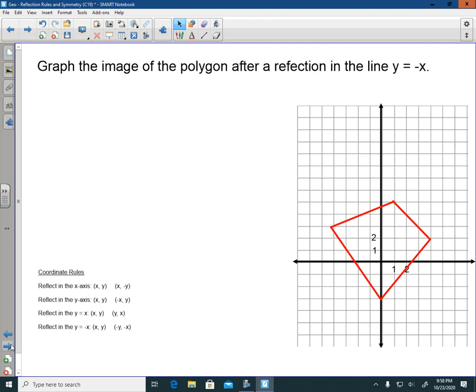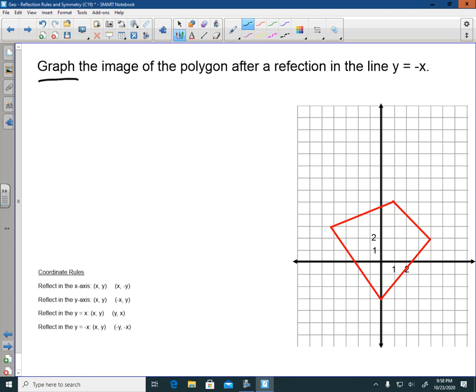Here's another type of problem. Now this says that they want the graph. And so you're going to need to use graph paper for this. And very handily, the polygon is already on that graph. And what we're being asked is a reflection in the line y equals negative x. And so let's go ahead and work through this problem.